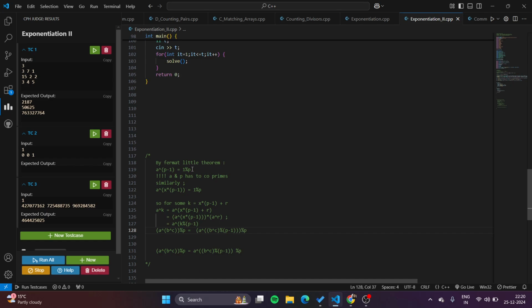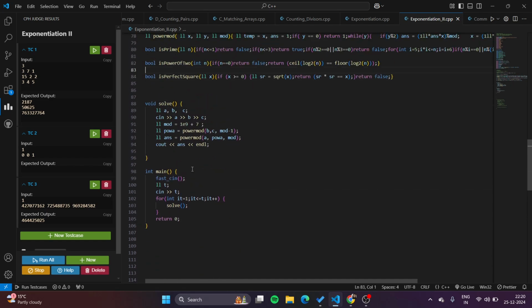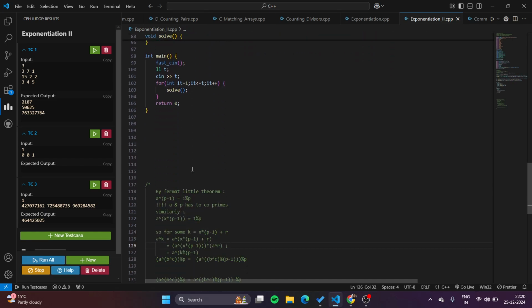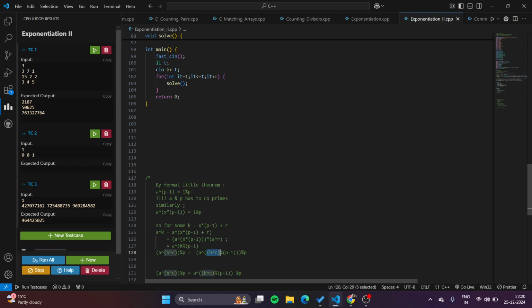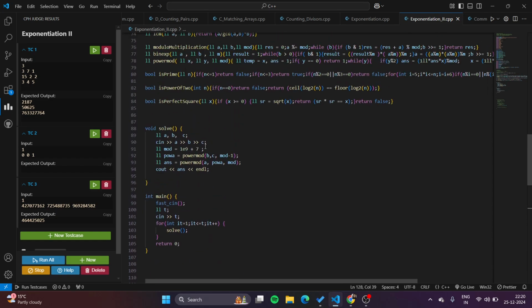So now I'll just show you the code. Simple. Again, I'll have to explain something. You can find this by the past thing that I just showed you, binary exponentiation. You have to take modulo with p minus 1. That's it. And then you'll have to find the same thing using a raised to power the value that you found, and take modulo with P. That's it.